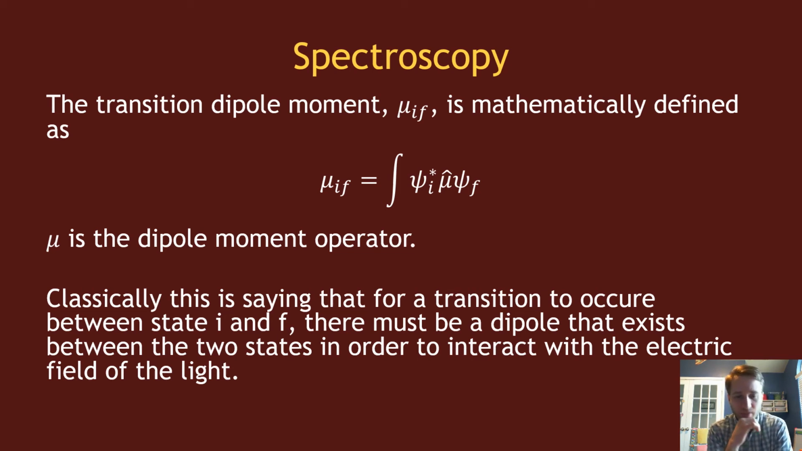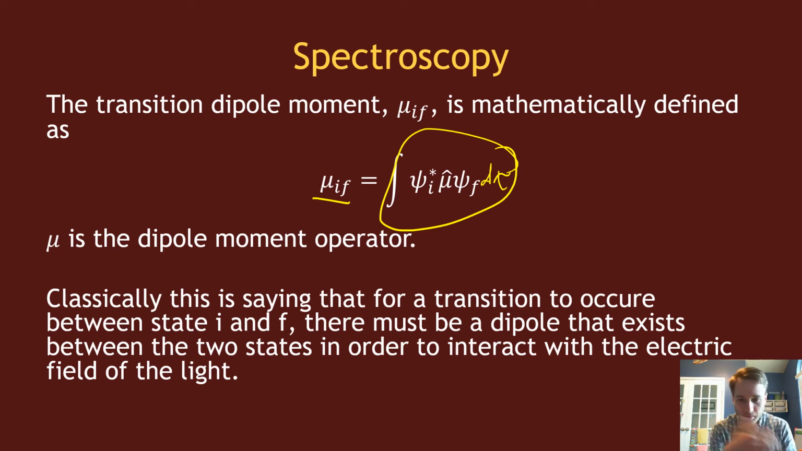Mathematically, this is just a simplified way of writing this integral here. I could put d tau, integrating over all space, of this dipole moment operator in between your initial and final wave function. Classically, what this is basically trying to say is that a dipole moment has to exist between your initial and final state.